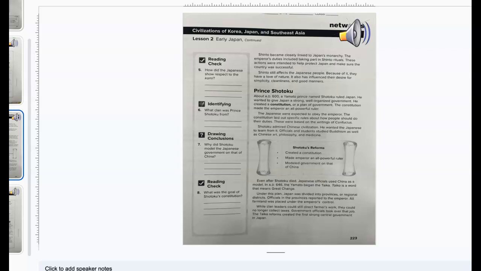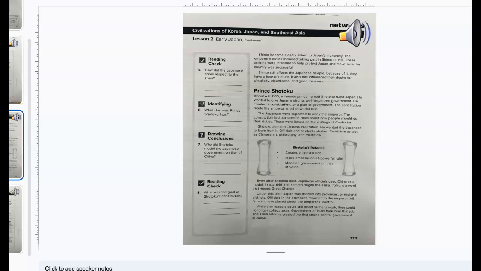Shotoku admired Chinese civilization. He wanted the Japanese to learn from it. Officials and students studied Buddhism as well as Chinese art, philosophy, and medicine. Shotoku's reforms: created a constitution, made emperor an all-powerful ruler, modeled government on that of China.